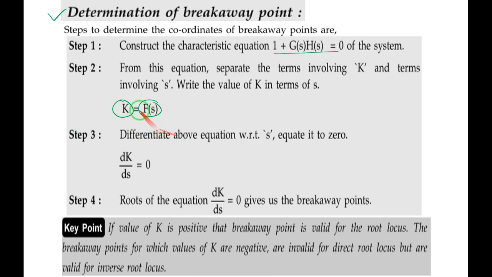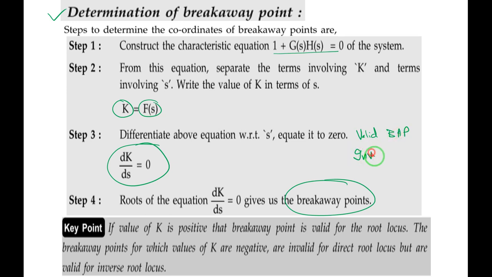Then differentiate the above equation with respect to s and equate it to 0, meaning dk/ds equal to 0. Solve that equation, and that will give the breakaway points. Whether each is valid or not, I have to tell. So we have two things: valid breakaway point, let me call it BAP, and invalid breakaway point.